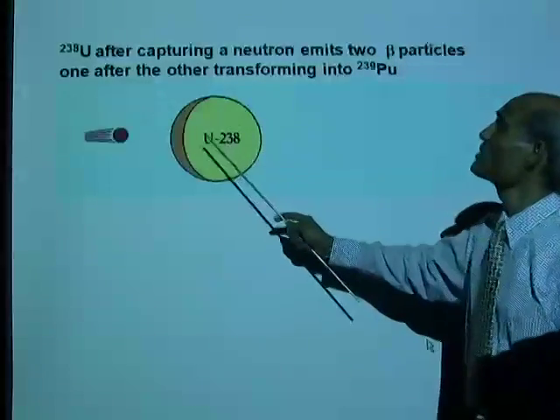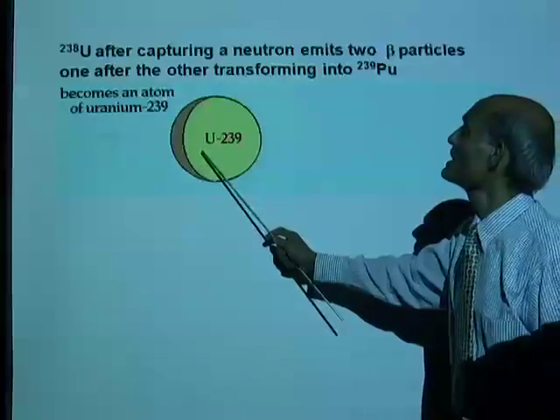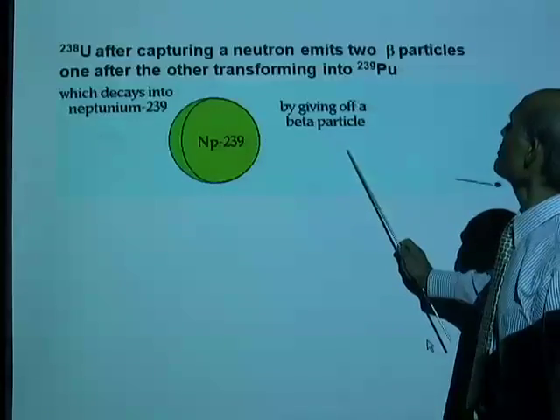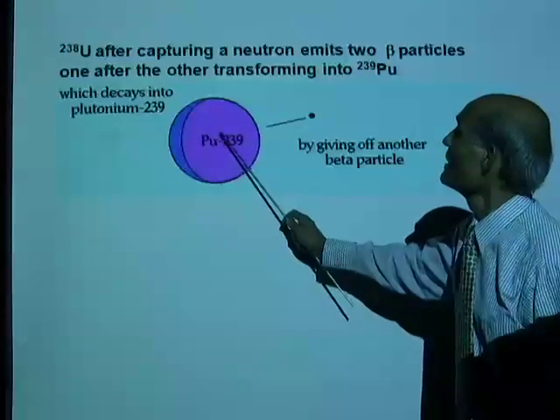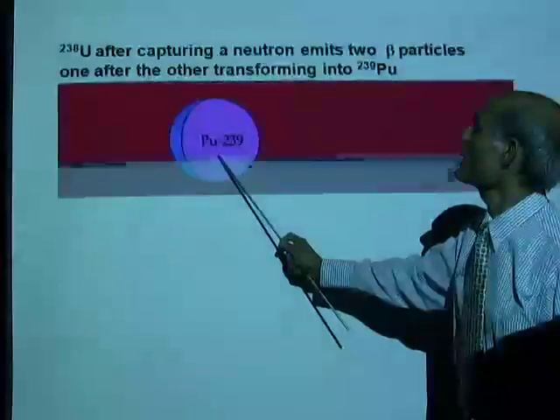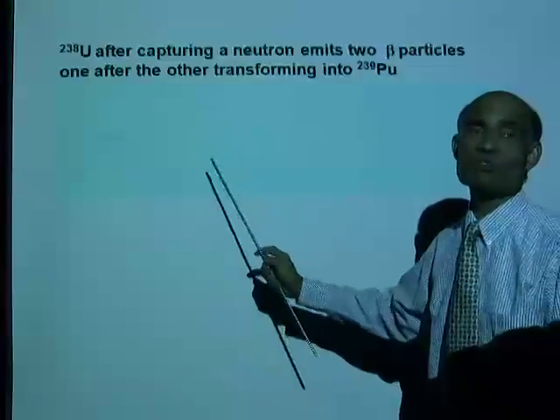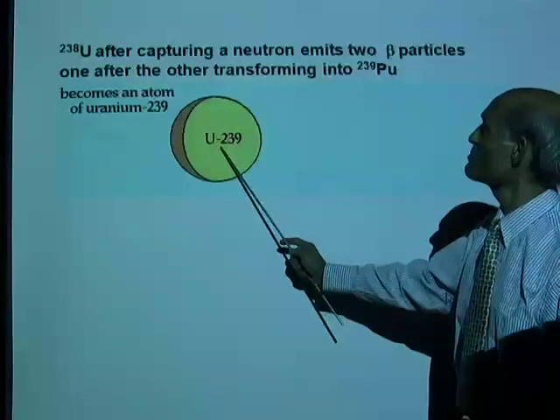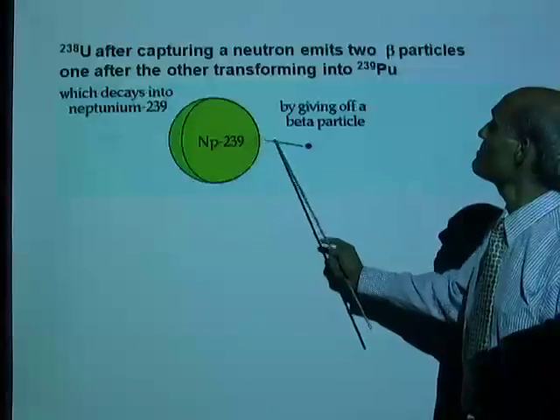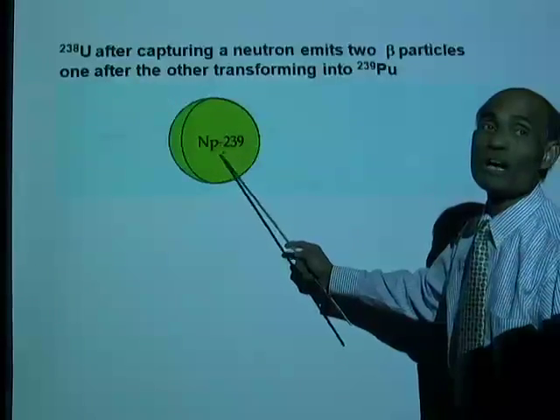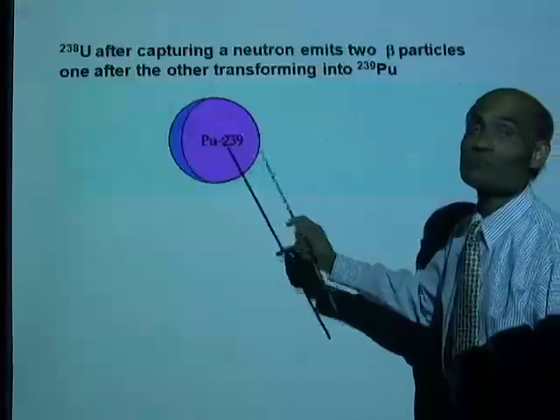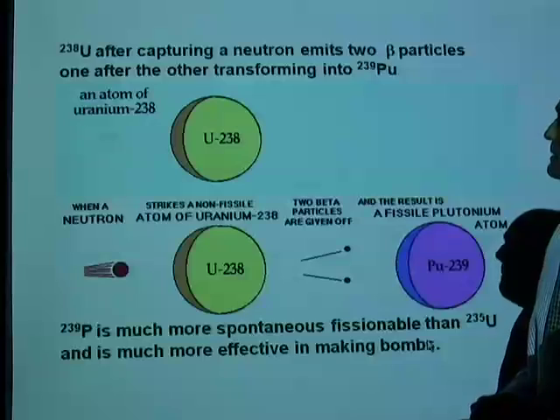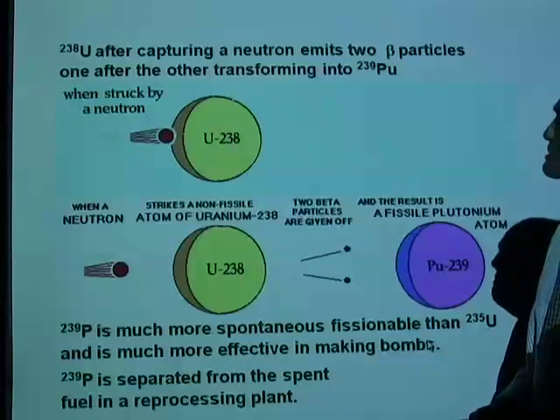Well, that's an animation of actually what happens. Uranium-238 becomes uranium-239, emits a beta and becomes neptunium-239. It will emit a beta and finally becomes plutonium-239. So watch that carefully one more time. Uranium-238 becomes uranium-239, emits a beta, becomes neptunium-239. Emits a beta, becomes plutonium-239. All right. I think that sort of explains itself.